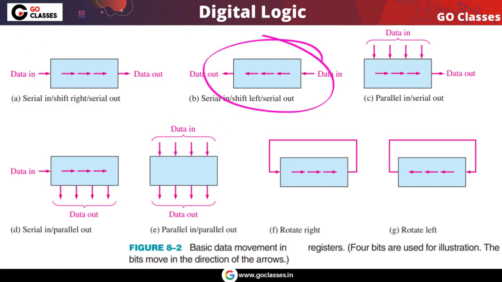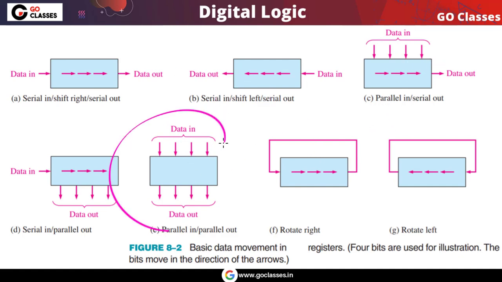Now focus on this register. Here the data is going in a serial manner, but in the left direction, so this is a shift left register. This next register we have already seen: we store the data in parallel and read the data in parallel. This is your parallel in parallel out register.